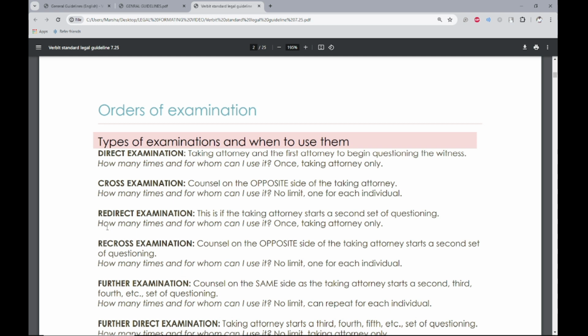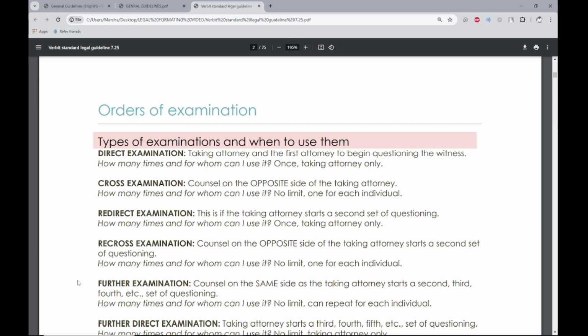All right. Then redirect examination. Now, redirect examination comes after the cross examination. Okay. So if that attorney has finished his or her cross examination, then the attorney who was doing the direct examination wants to come and question the same witness again. Now that one will be redirect examination. Also, if there is another attorney who is on the same side as the first attorney, that one will also be redirect examination.